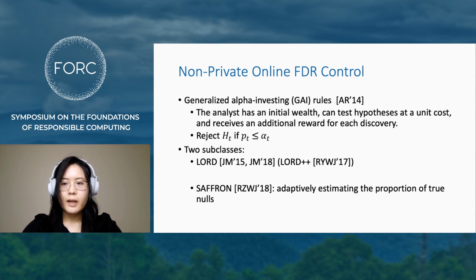As a class of GAI, LORD++ and SAFFRON both start off with an error budget, which will be allocated to different tests over time. The wealth budget decays as each hypothesis is tested, and it earns back rewards on each rejection, except for the first one. The main difference between LORD++ and SAFFRON is that SAFFRON adaptively estimates the proportion of true nulls.